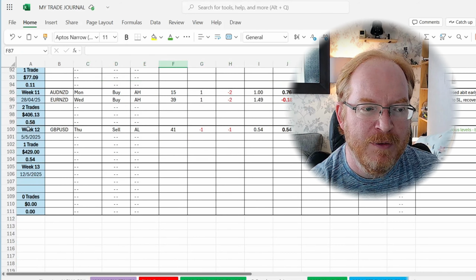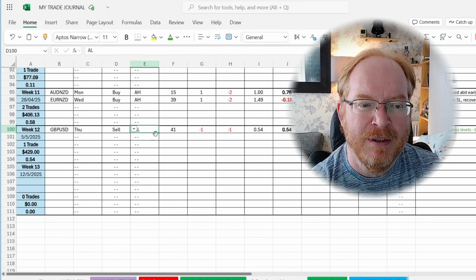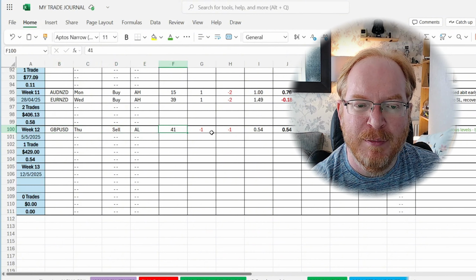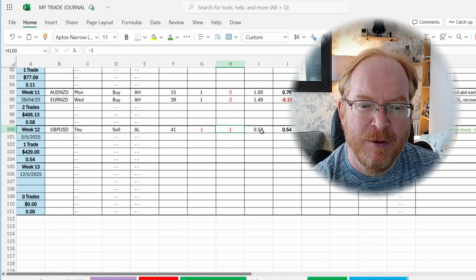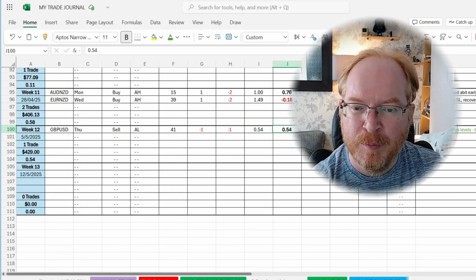And then this is the week we've just done, week 12. The only trade we entered was the pound dollar on Thursday, a sell. The Asian low break, 41 pip stop. Holding to 1R would give -1R, holding to 2R would give -1R. We took 0.54R, so half an R.